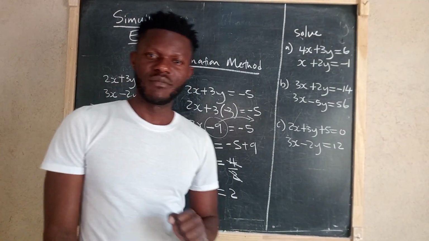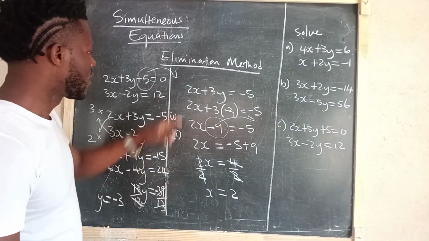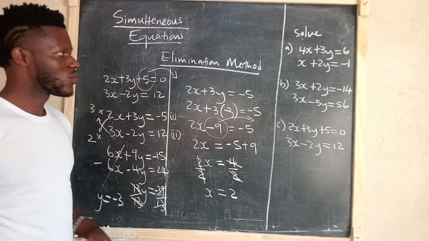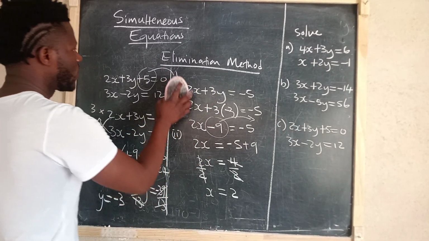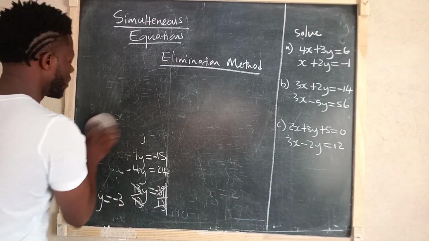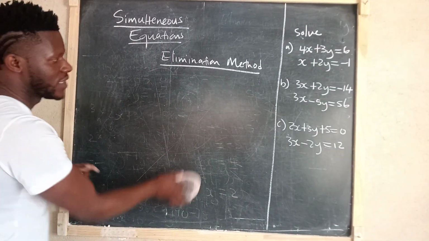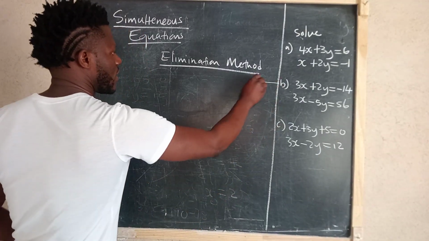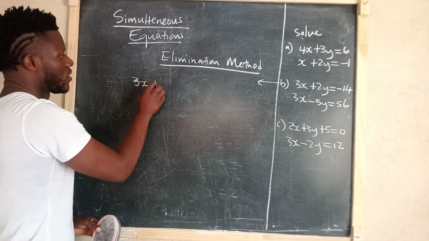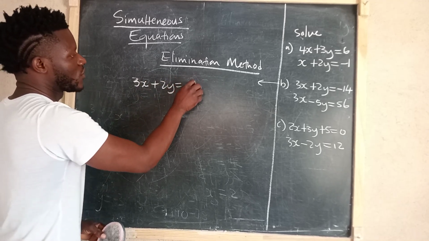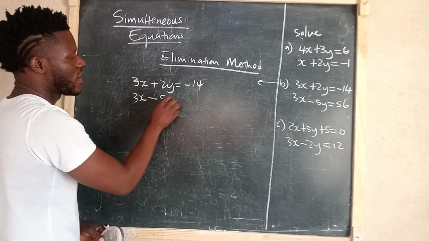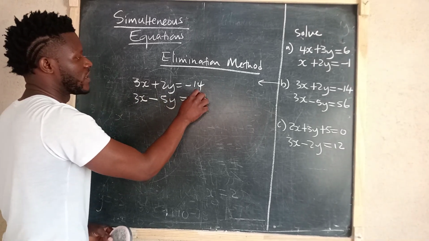So that's elimination method. You simply make sure that the coefficients of the equations to be solved are equal. For instance, let's say equation number b, we are going to learn something in this question. Equation number b is 3x plus 2y is equals to minus 14, and 3x minus 5y is equals to 56.